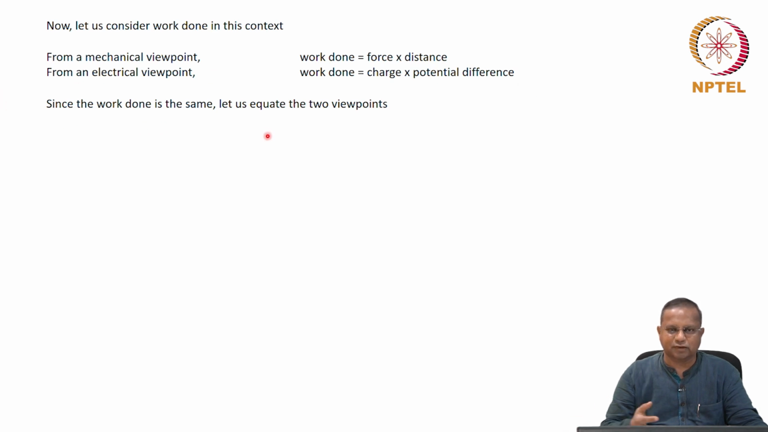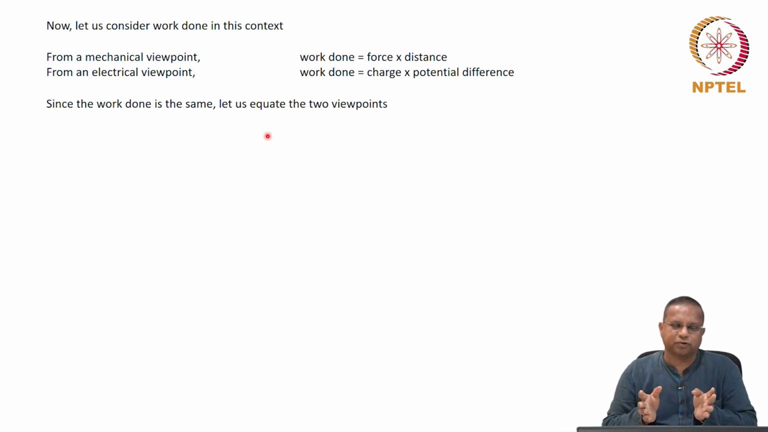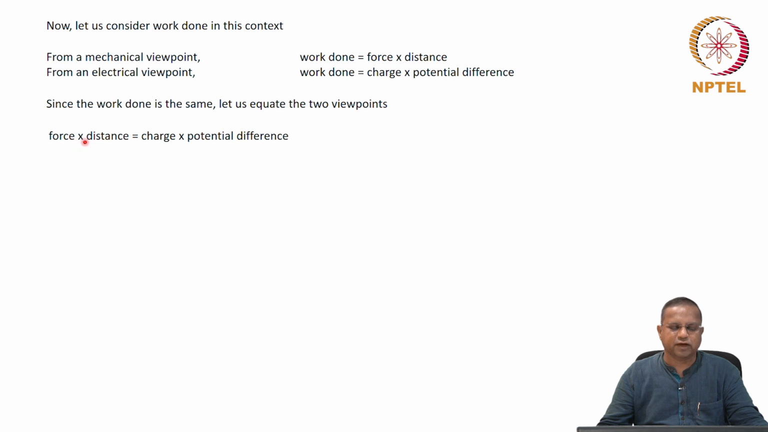The work done is the same, it's just the view that is different. Either you look at it from a mechanical point of view or an electrical point of view. Since the work done is the same, we are going to equate the two viewpoints here, because this is a system with charges and electrical aspect. So force times distance equals charge times potential difference, right? We are equating these two right hand sides here to get force times distance equals charge times the potential difference.